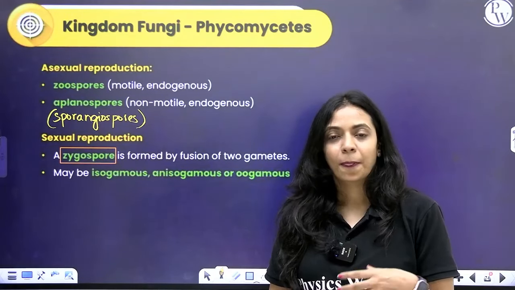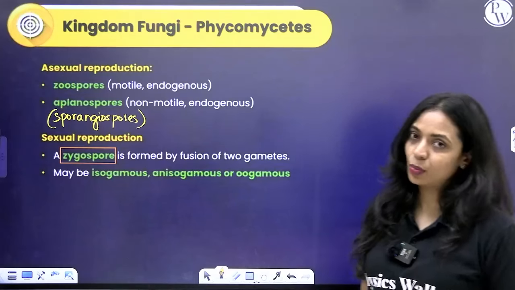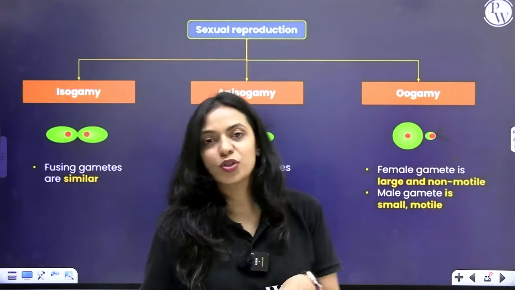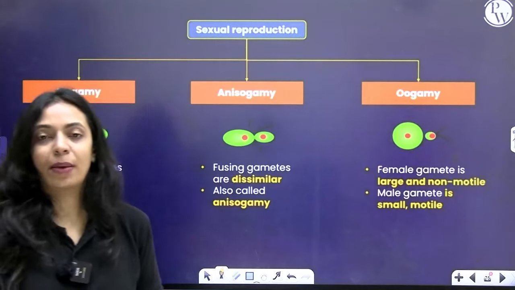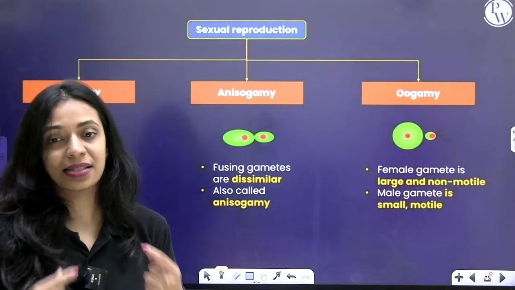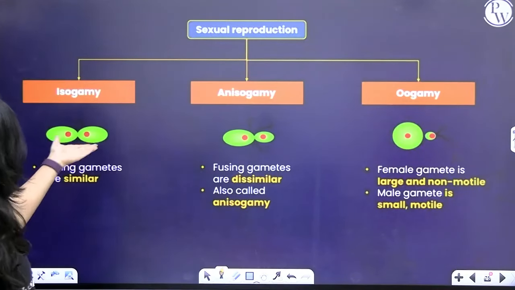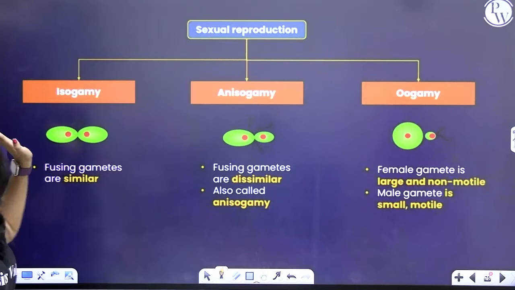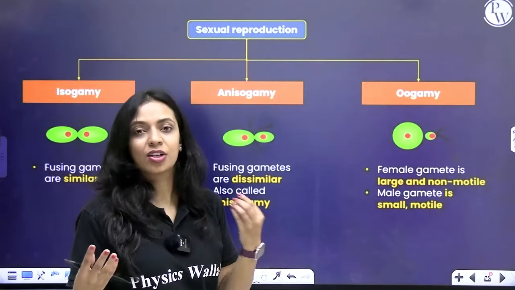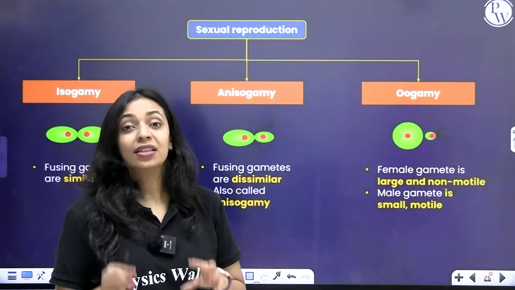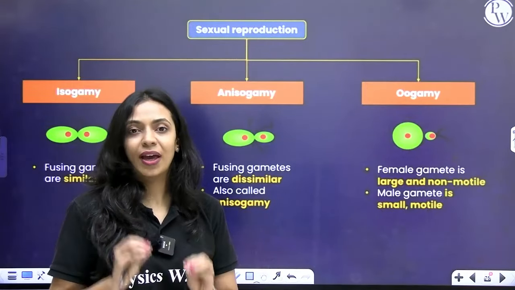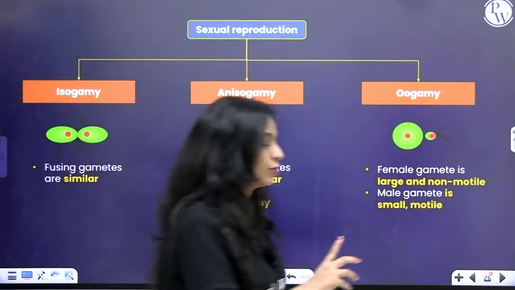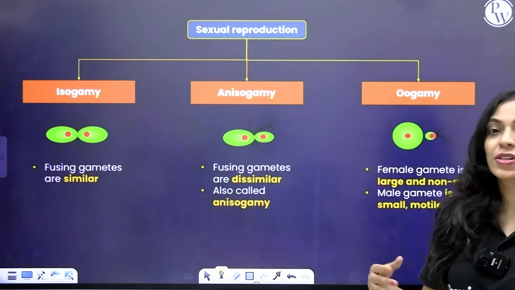So this fusion of gametes can happen in one of three ways. It can be isogamous, anisogamous or oogamous. Iso means similar. So in isogamy, both the gametes will have similar size and morphology, as in the case of this. You can see they are similar in size and morphology. In anisogamy, one is large, one is small. In oogamy, the female specifically is large and non-motile. The male is small and motile. Okay, it can happen in any of these ways. Different species, it happens in different ways.